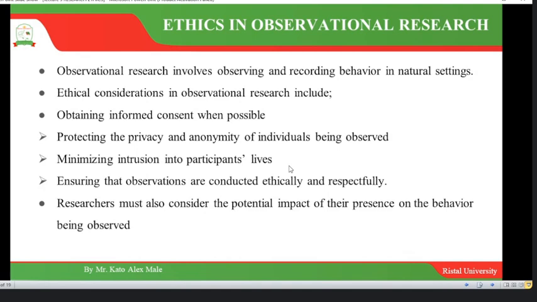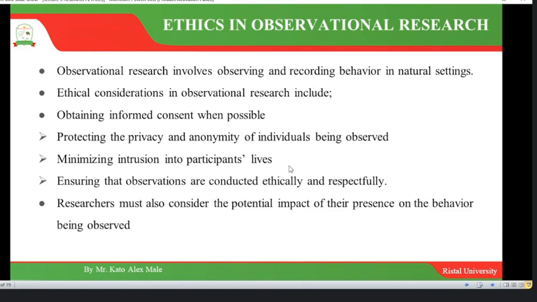Okay, proceeding to the next slide, that is ethics in observational research. I talked about all of these designs, that's why I'm not giving details. Go and revisit that lecture on research design and understand each and every methodology. However, observational research involves observing and recording behavior in natural settings. Ethical considerations in observational research may include obtaining informed consent when possible, protecting the privacy and anonymity of individuals being observed. I've talked a lot about anonymity and privacy, and it is essential in all methods.